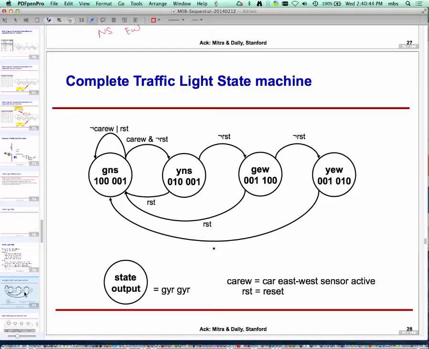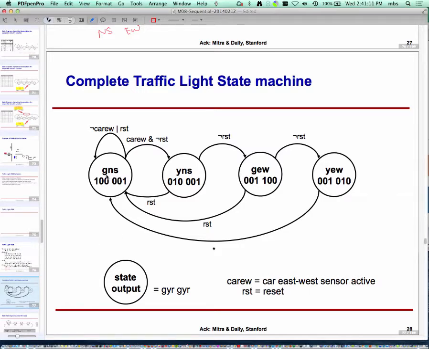Will it start unwanted? No. Imagine my system comes up after a fresh power up. It could be in any state. In fact, it could even be in a dangerous state conceivably. So by reset, I just make sure that it comes to a valid state.